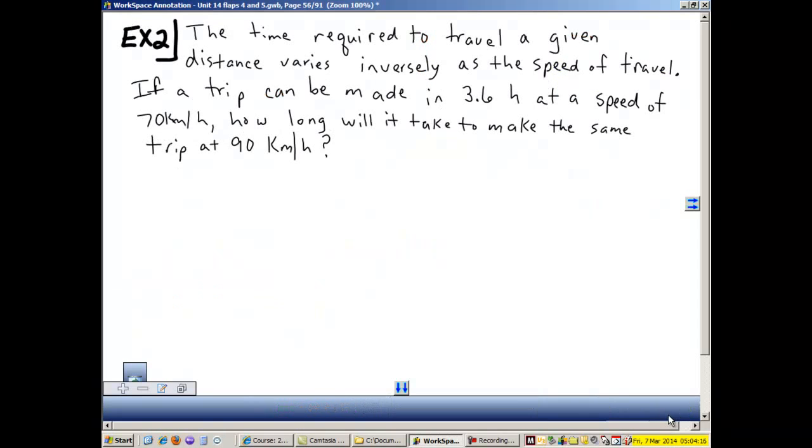Look at another example. The time required to travel a given distance varies inversely as the speed of travel. If a trip can be made in 3.6 hours at a speed of 70 kilometers per hour, how long will it take to make the same trip at 90 kilometers per hour? We know our key word here, varies inversely, tells us that I'm going to be using something like y equals k over x.